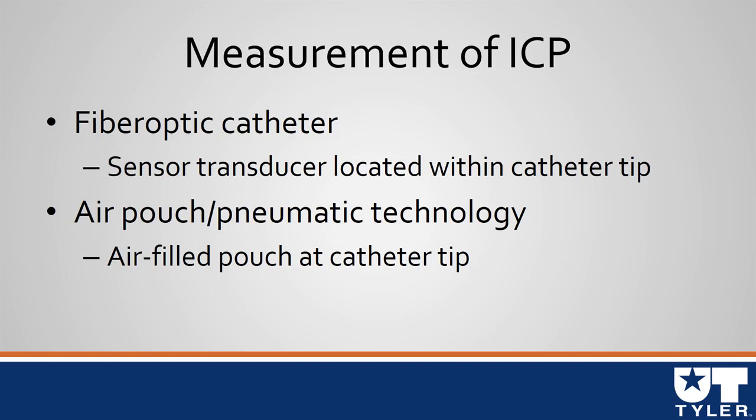The fiber optic catheter, which is an alternative technology, uses a sensor transducer located within the catheter tip. The sensor tip is placed within the ventricle or the brain tissue and provides a direct measurement of brain pressure. The air pouch or pneumatic technology is another system for monitoring ICP and has an air-filled pouch at the tip of the catheter that maintains a constant volume. The pressure changes within the cranium are transmitted through the changes exerted on this pouch to the monitor.